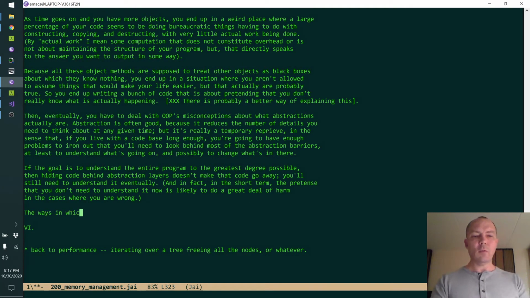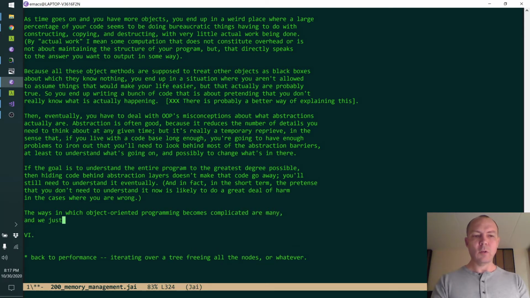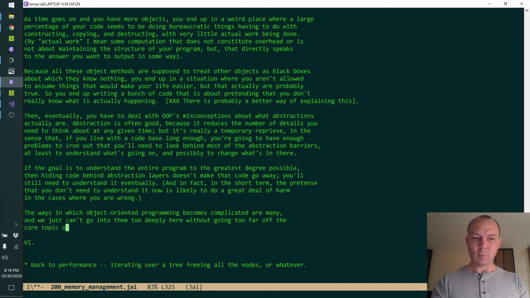The ways in which object-oriented programming becomes complicated are many, and we just can't go into them too deeply here without going too far off the core topic of memory.